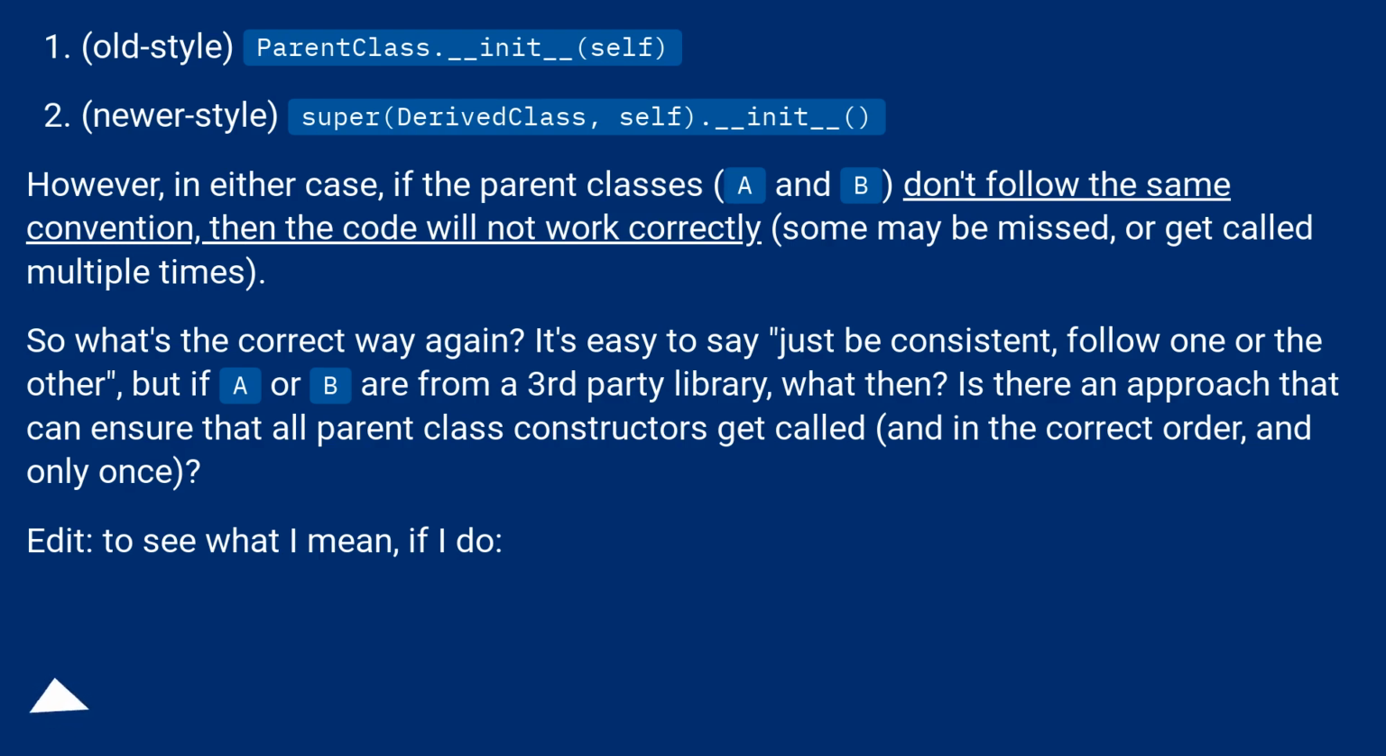However, in either case, if the parent classes, A and B, don't follow the same convention, then the code will not work correctly. Some may be missed, or get called multiple times. So what's the correct way again? It's easy to say just be consistent, follow one or the other, but if A or B are from a third-party library, what then? Is there an approach that can ensure that all parent class constructors get called, and in the correct order, and only once?